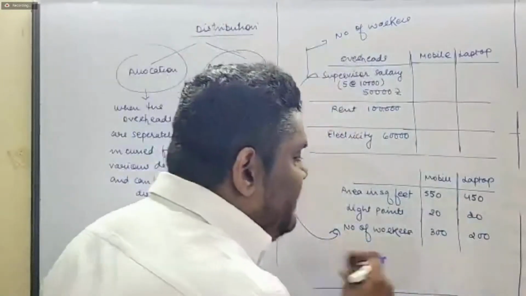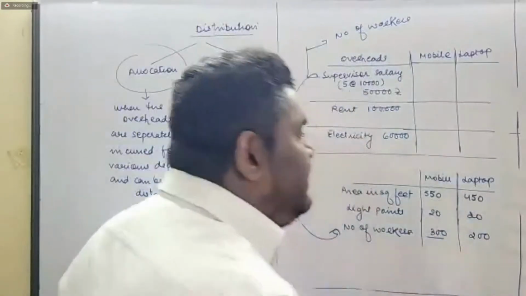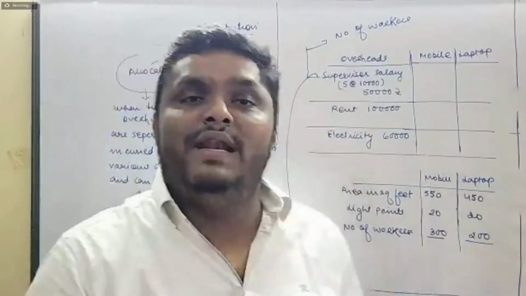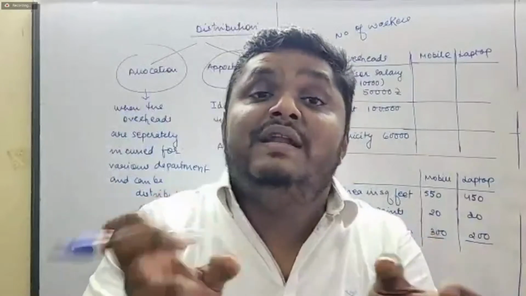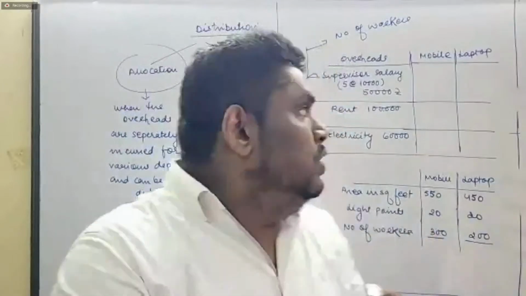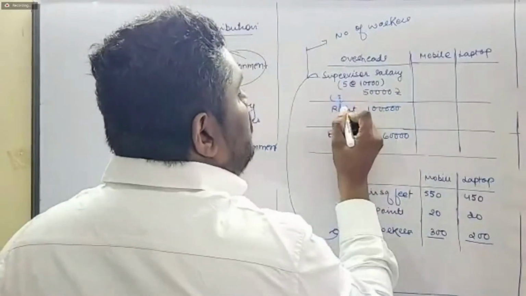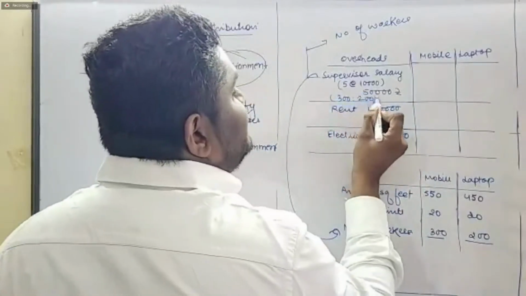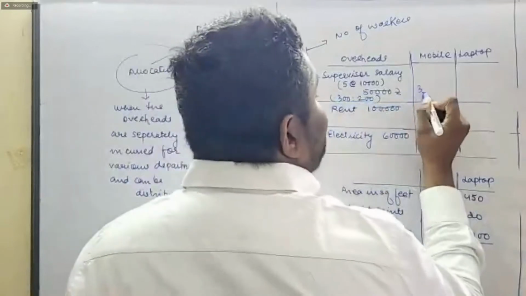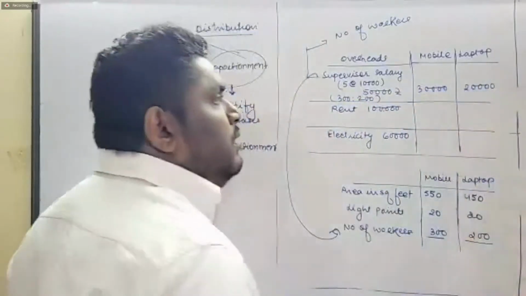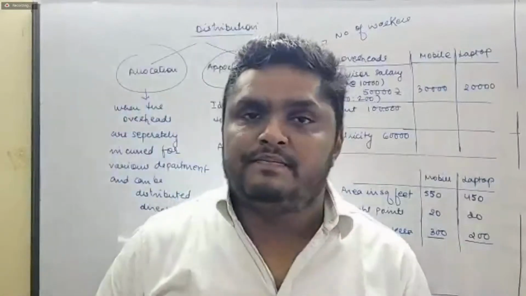So herein it is given in the question that there are total 300 workers working in the mobile division and 200 workers working in the laptop division. So we can say the ratio is 3:2. So this 50,000 will be distributed in the ratio of 3:2, that is the number of workers. So we can say 30,000 and 20,000 will be the amount distributed.